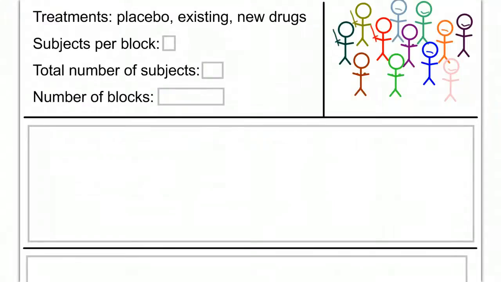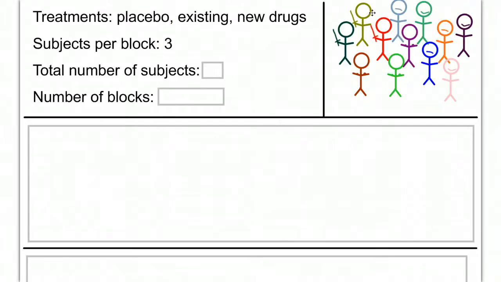So let's look at an example and see if we can do this. The goal is to get all these people into treatment groups eventually. The blocking is kind of the middle step that we'll go through. We're going to assume in this example that we have 3 treatments. We have a placebo, we have an existing drug, and we have the new drug. And those are the 3 things being compared. If there are 3 treatments, that means there are 3 subjects in every single block. The size of the block is the same as the number of treatments.